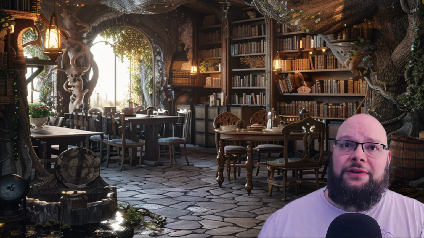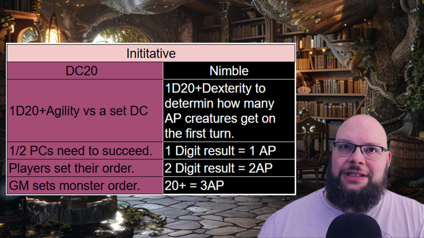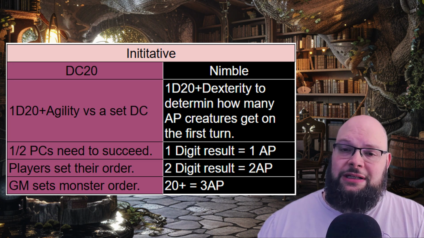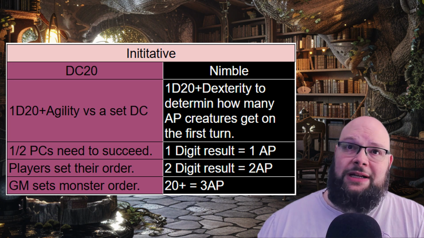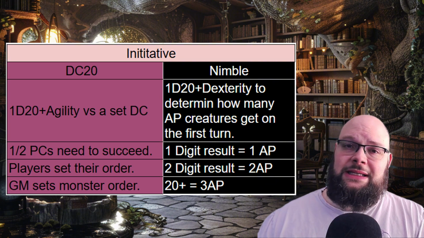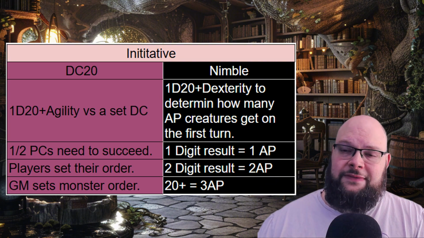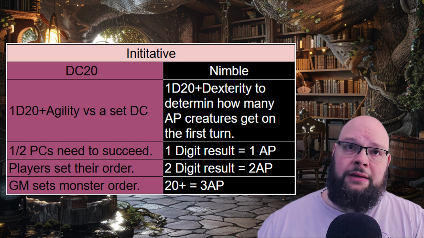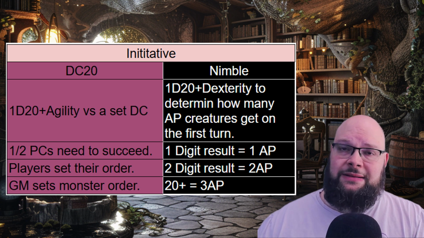So now that you've recovered your hit points and you're ready to get back into combat, let's take a look at initiative and see how both systems handle initiative. DC20 uses a D20 plus agility versus a set DC. So the GM sets a DC, and the players roll a D20 plus agility trying to beat that DC. Half the players need to succeed in order to succeed. And if the players succeed, they get to go first, their team. If they don't succeed, then the monsters get to go first. The players set their order, and the GM sets the monster order.